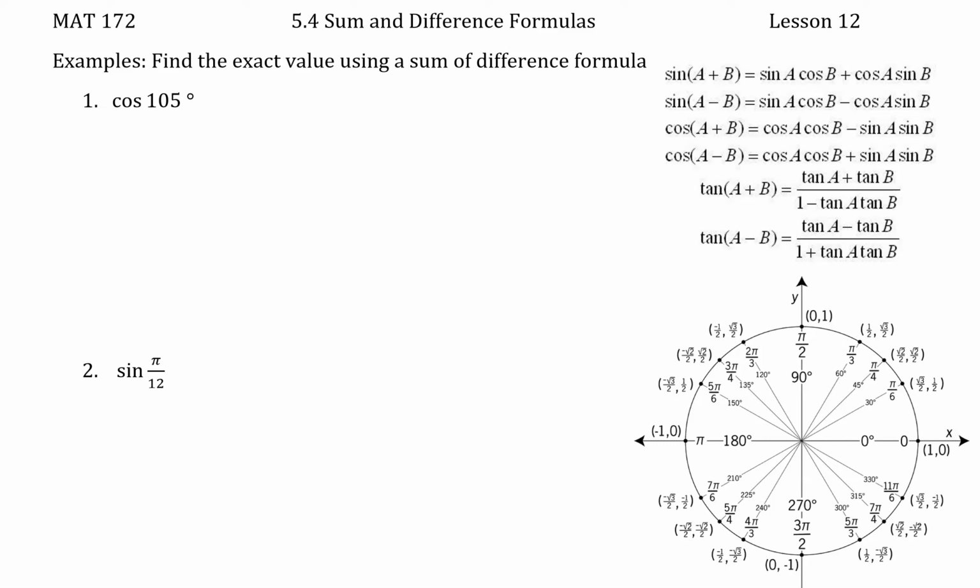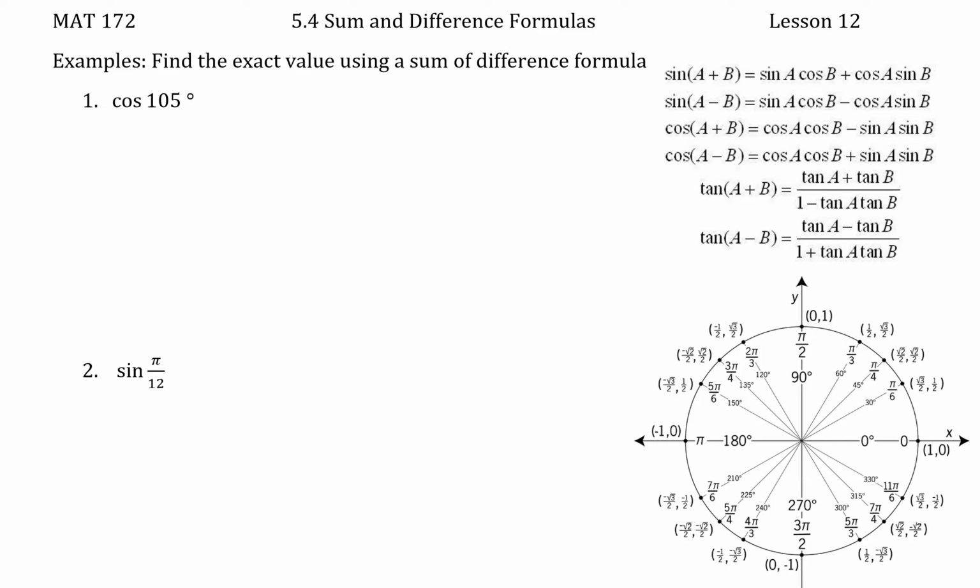In this video, we are going to look at two examples of using sum or difference formulas to find the exact value of trigonometric expressions. In our first example, we want to find the exact value of cosine of 105 degrees.